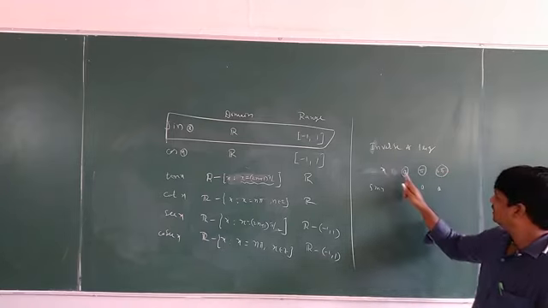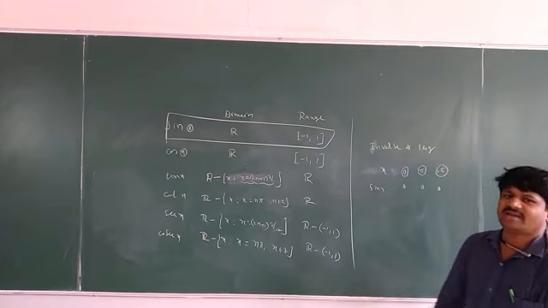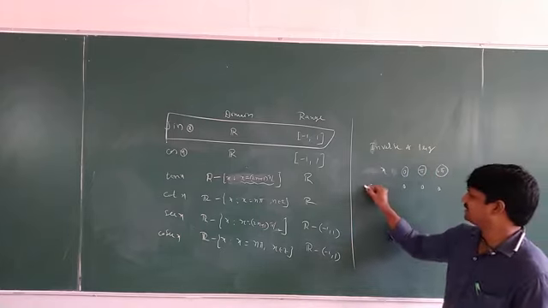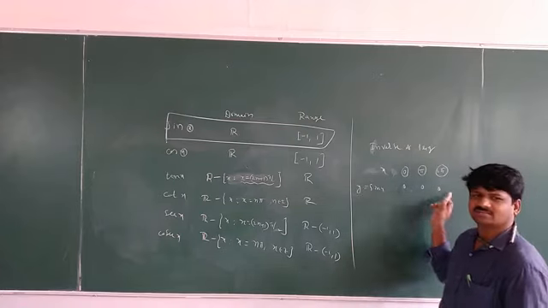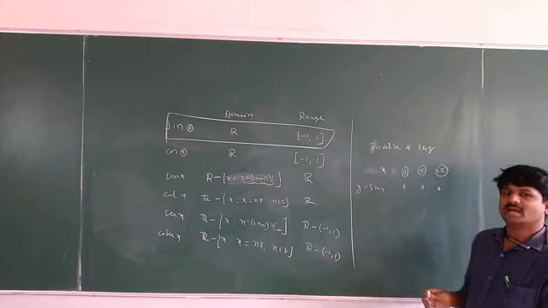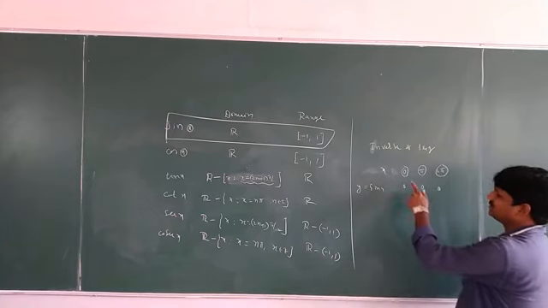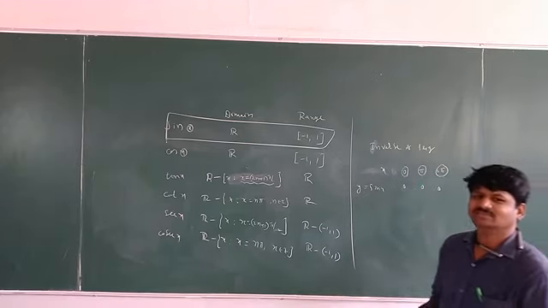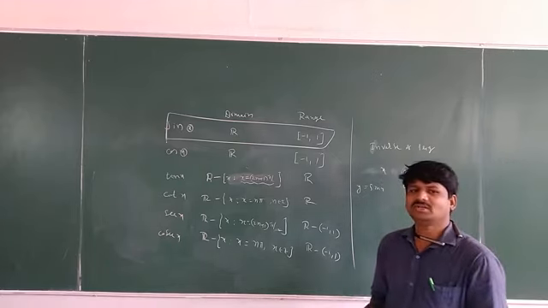See, these are different x values, domain values, and sin x means y value. What did we get here as images? We got the same image. Yes or no? What is the meaning of this? Different elements having the same image.